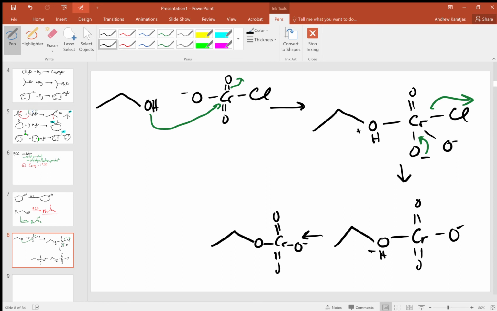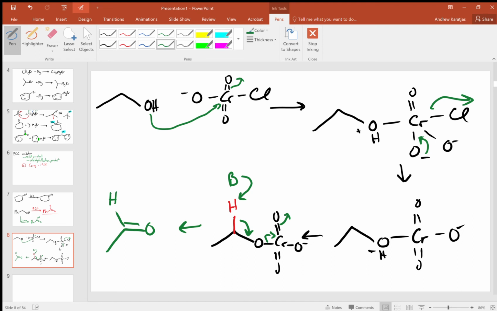And that sets us up for our final step, which is anything that can function as a base that's present, whether it's the chloride we just kicked out or anything else in the solution that can function as a base, come in, remove this hydrogen, electrons shift down, and we kick out the chromium group. This gives us the aldehyde, and in the case of the PCC oxidation, the reaction stops here.